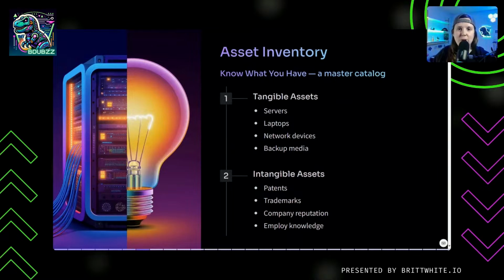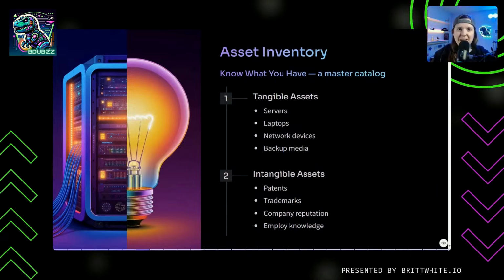But we can't forget that we also have intangible assets. These are often more valuable than the physical stuff, but they're trickier to track because you can't physically touch them. We're talking about your organization's patents, your trademarks, your company's reputation in the market, and even the collective knowledge and expertise of your employees. These might not have a physical form, but they're absolutely critical to your organization's success and need just as much protection, if not more, than your tangible assets.